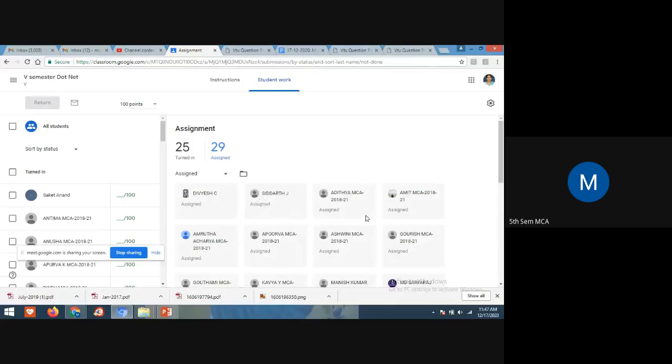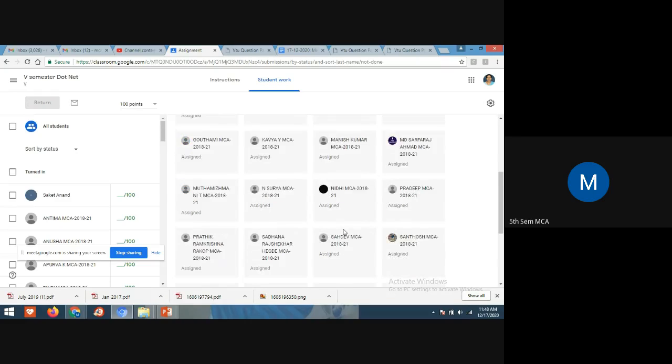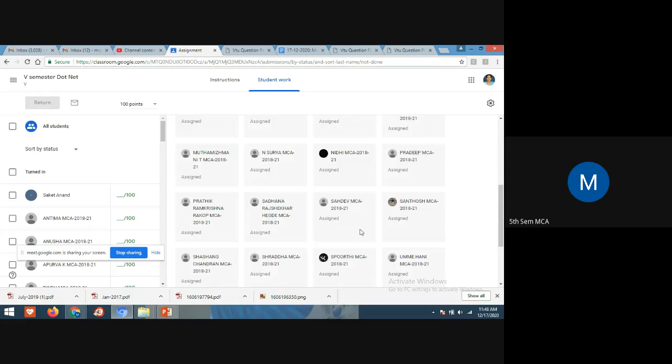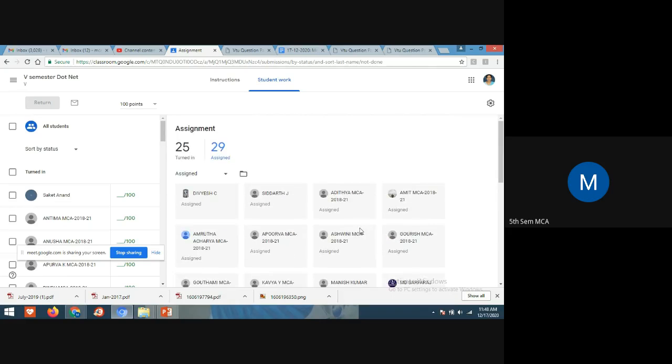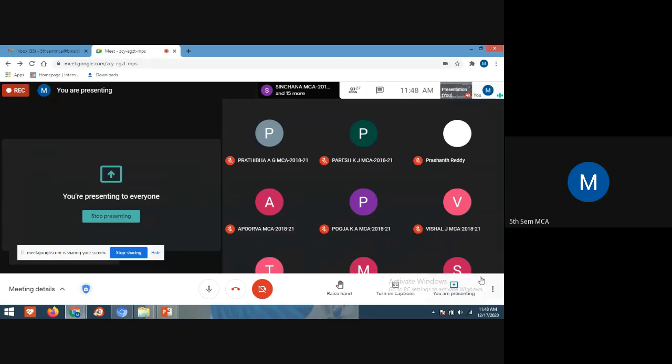29 are Divyesh, Siddharth, Aditya, Amit, Amrita, Apurva. Why Apurva? Regular student Apurva. Lateral entry Apurva, she has submitted. Ashwini, writing. Write it fast. No, I have given more than half an hour time. I told only 15 minutes. Ashwini, Gaurish, Gautami, Kavya, Manish, Sarfaraz, Mani, Pratik, Sadhana. See, so many students, 29 students have to submit. Submit fast, submit quickly.